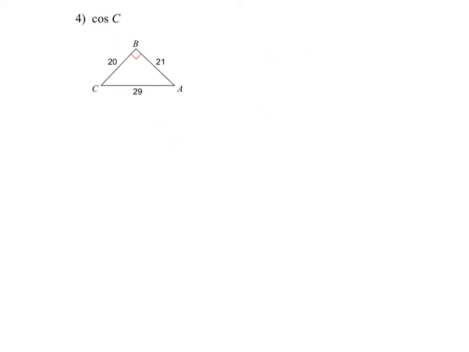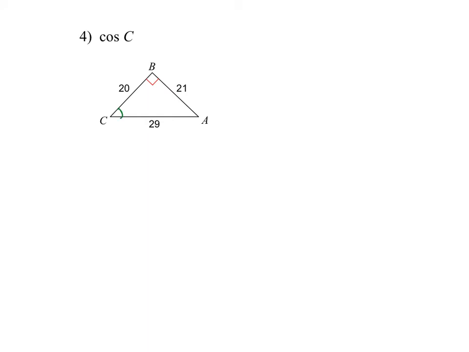Now again, cosine of C. I have C right here. Cosine is adjacent over hypotenuse, so cosine of C equals 20 over 29. Again, 20 because it's the side that is forming that angle C with the hypotenuse.